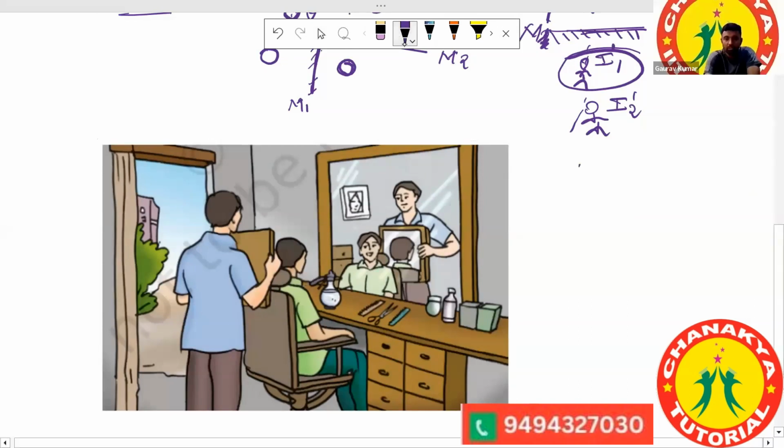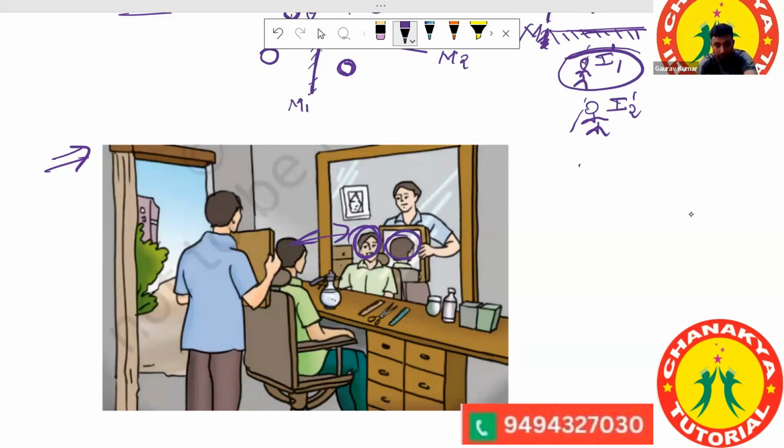Okay. So can you see this image? In this image, the barber is holding one more mirror. Okay. So how many images are there? One image is this one. And from the same person, due to this second mirror, there is one more image created. Okay. This is how multiple images are formed. There are other examples of infinite images. Let me show you.